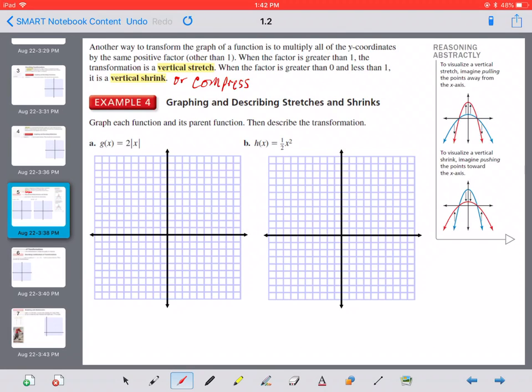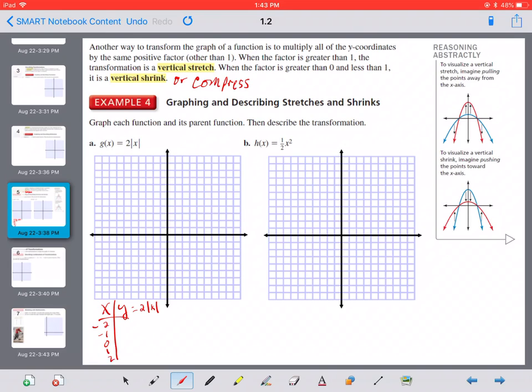Okay, we've got some pictures over here on the side that kind of tell us that sort of thing. So let's look at it actually happening here in some graphs. We're going to graph each function and the parent and then describe the transformation. So I always like to have 5 points. And this one we're going to graph is y equals 2 times the absolute value of x. So I'm going to graph, again, -2, -1, 0, 1, and 2.